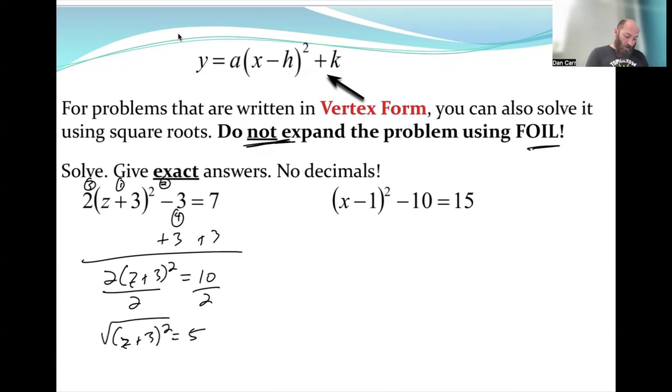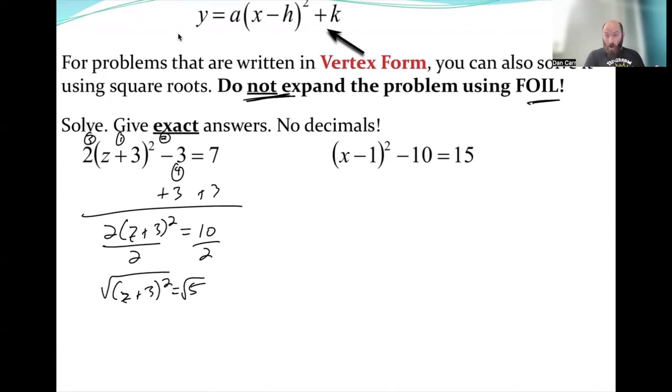From here, I'm going to square root both sides. And again, we're going to use the square root property. So that's going to be z plus 3 is equal to plus or minus root 5. And finally, I'm going to subtract 3 from both sides.